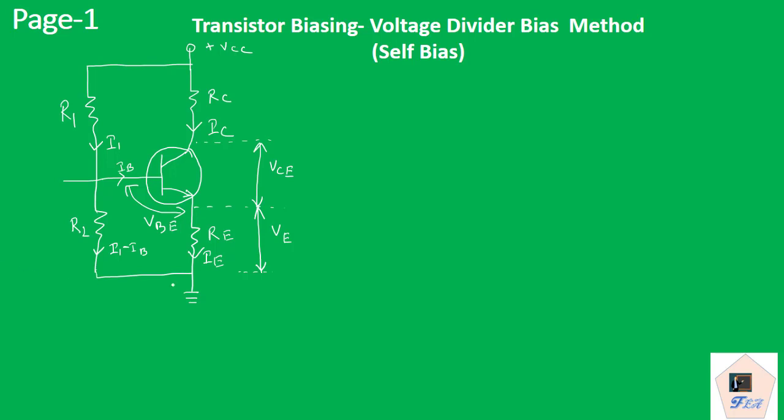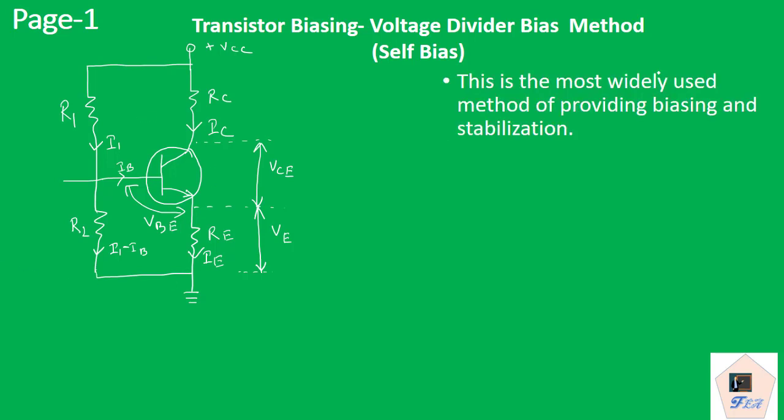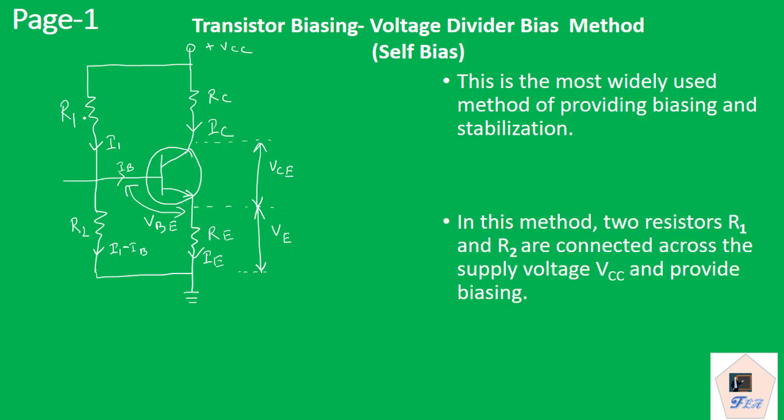You can see the circuit here. In this case, it is one of the most widely used biasing techniques because it provides very good stabilization. And here you can see that a voltage divider network using R1 and R2 is formed to make the base emitter junction forward bias. Because of this R1 and R2, we are calling it voltage divider bias.